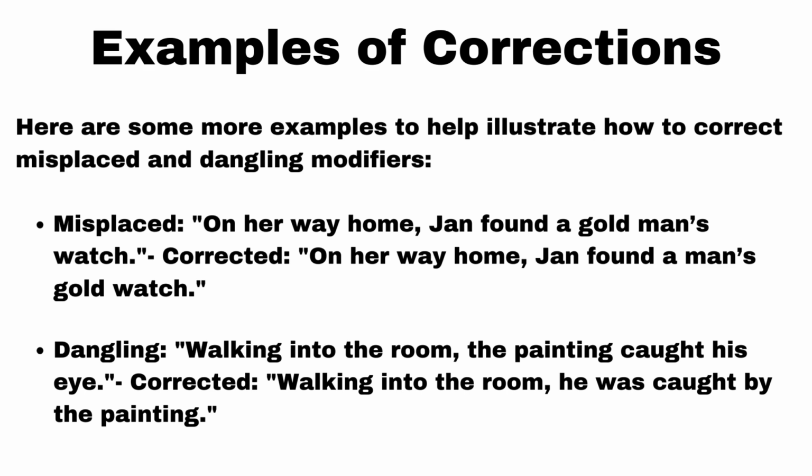Examples of corrections. Here are some more examples to help illustrate how to correct misplaced and dangling modifiers. Misplaced: On her way home, Jan found a gold man's watch. Corrected: On her way home, Jan found a man's gold watch. Dangling: Walking into the room, the painting caught his eye. Corrected: Walking into the room, he was caught by the painting.